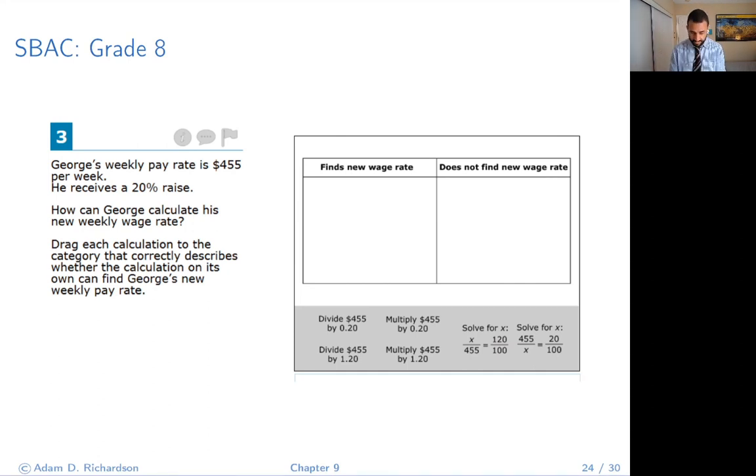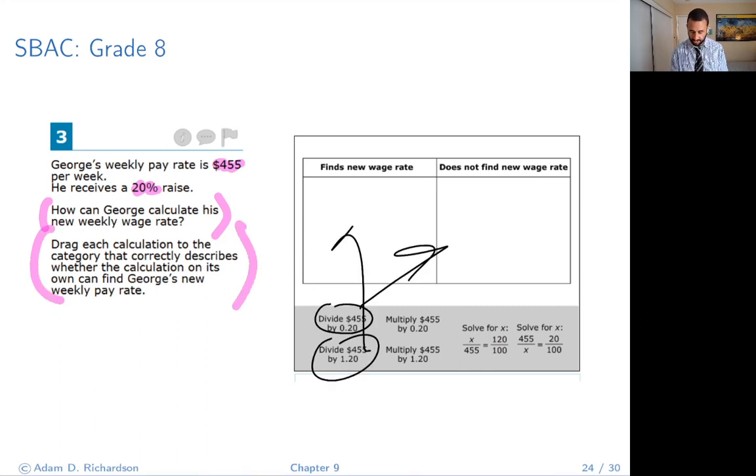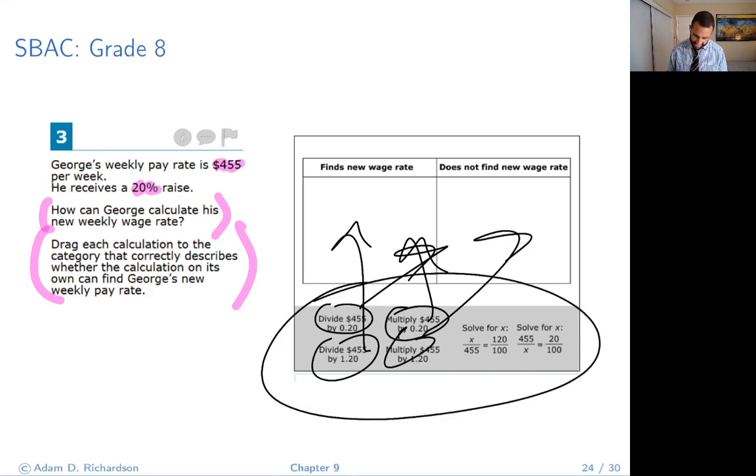So check this out. It says that George's weekly pay rate is $455 per week, and he receives a 20% raise. Yay! Awesome, right? So how can George calculate his new weekly wage rate? How can he do it? And notice the problem says you have to drag all of these different selections and put them in the right box. So it's not just saying calculate it, it's saying which of these 6 different ways of calculating it would actually work to give you the new wage rate.